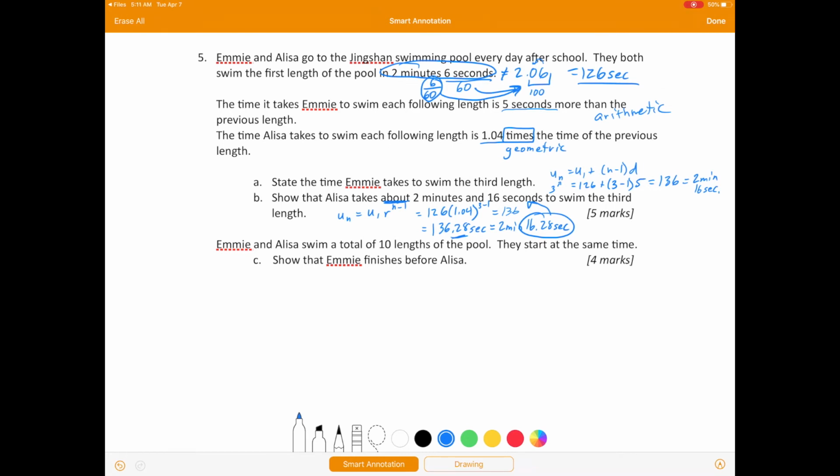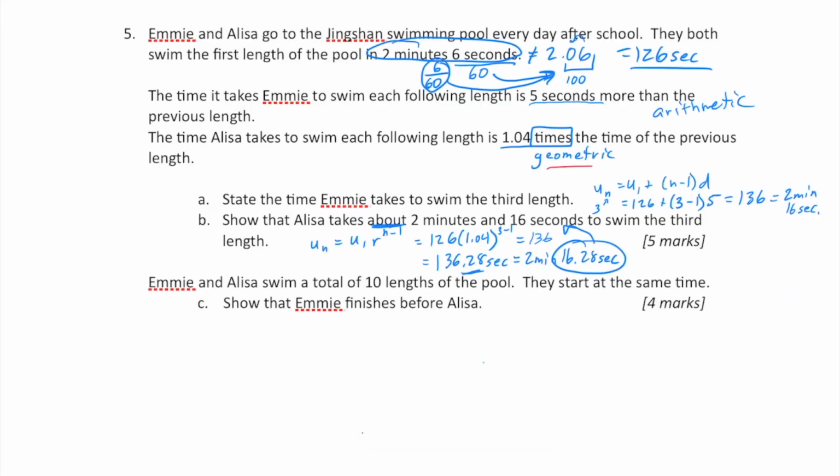All right. So we've done A and B. Let's move on to C. And the last part of this question asks us to compare the total of 10 lengths of the pool, right?